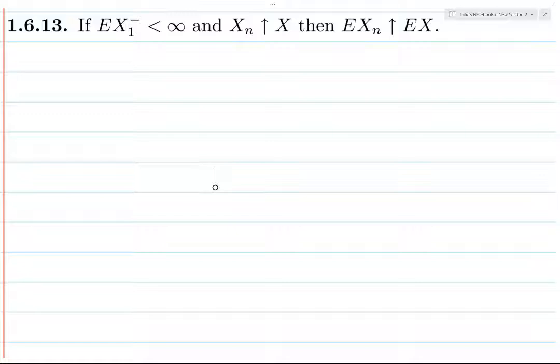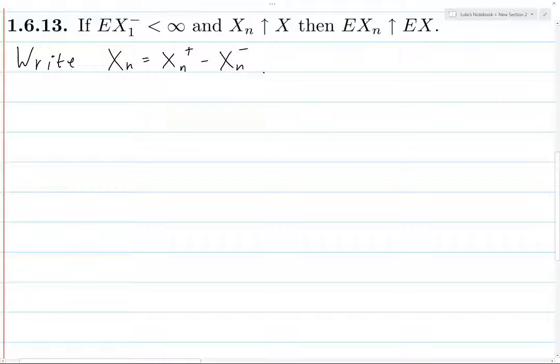So I'm going to go through this exercise just so that we see the notational differences, but it's going to be the same exact proof. So again, we're going to start by writing each Xn as Xn plus minus Xn minus, and we're going to do the same thing for X. X is X plus minus X minus.